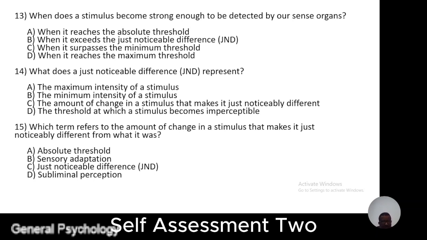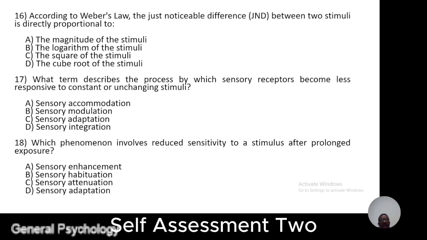Question number 15. Which term refers to the amount of change in a stimulus that makes it just noticeably different from what it was? A, absolute threshold. B, sensory adaptation. C, just noticeable difference. D, subliminal perception. Question number 16. According to Weber's law, the just noticeable difference, JND, between two stimuli is directly proportional to: A, the magnitude of the stimuli. B, the logarithm of the stimuli. C, the square of the stimuli. D, the cube root of the stimuli.